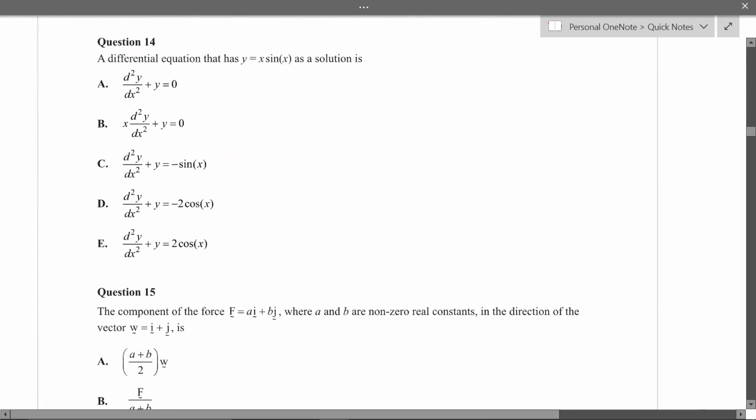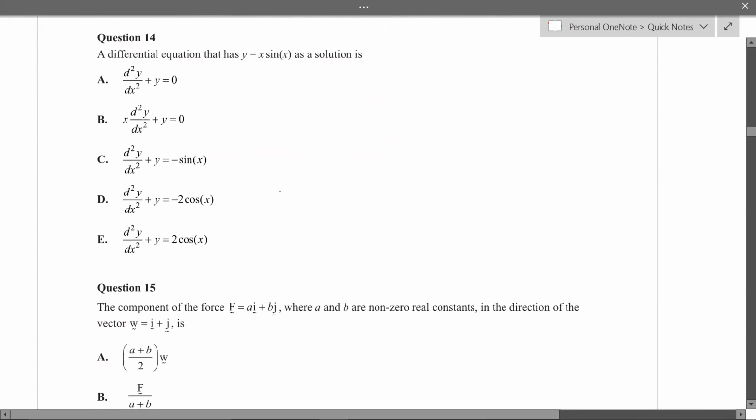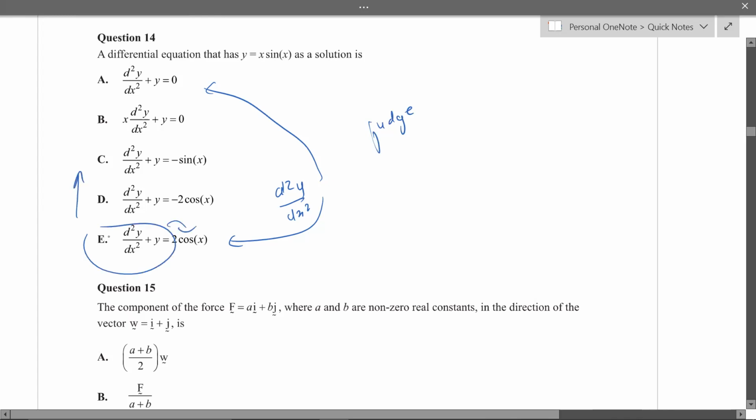Question 14, so this is also trial and error, just this one you can easily do on your CAS. Just differentiate it twice, and sub it into each equation, and you can use the judge function, or you can just use the left-hand side and check if it matches the right-hand side. Doesn't really matter, but trial and error, and the answer is E.